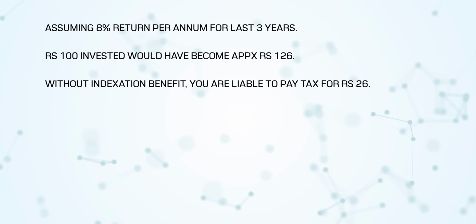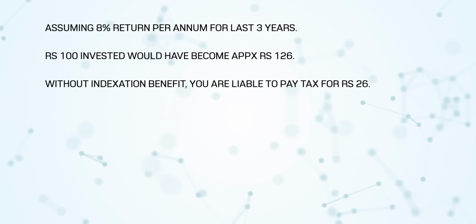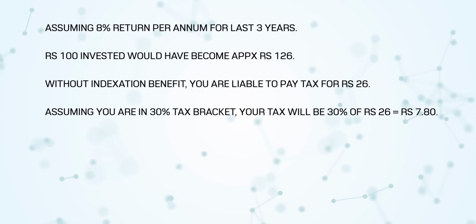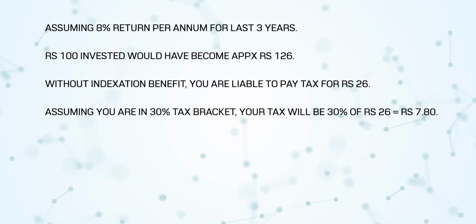So you invested 100 rupees, now you got 126 rupees. That means your profit, the interest, is 26 rupees. There is no indexation benefit for bank FD. So without indexation benefit, you are liable to pay tax for 26 rupees. Assuming that you are in a 30% tax bracket, your taxation will be 30% of this 26 rupees, that is about 7 rupees 80 paise. You get 26 rupees profit over a period of 3 years and then 7 rupees 80 paise goes as tax. So this is without indexation.